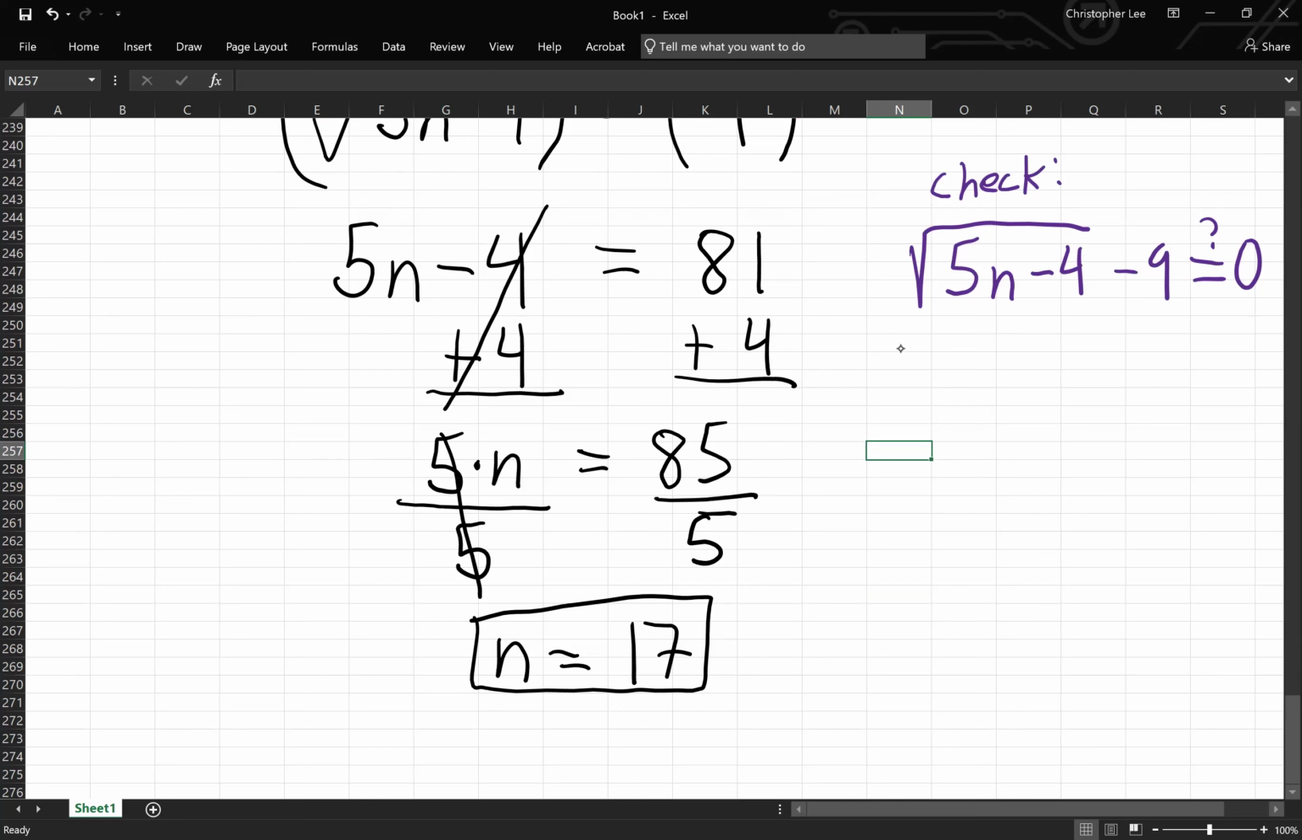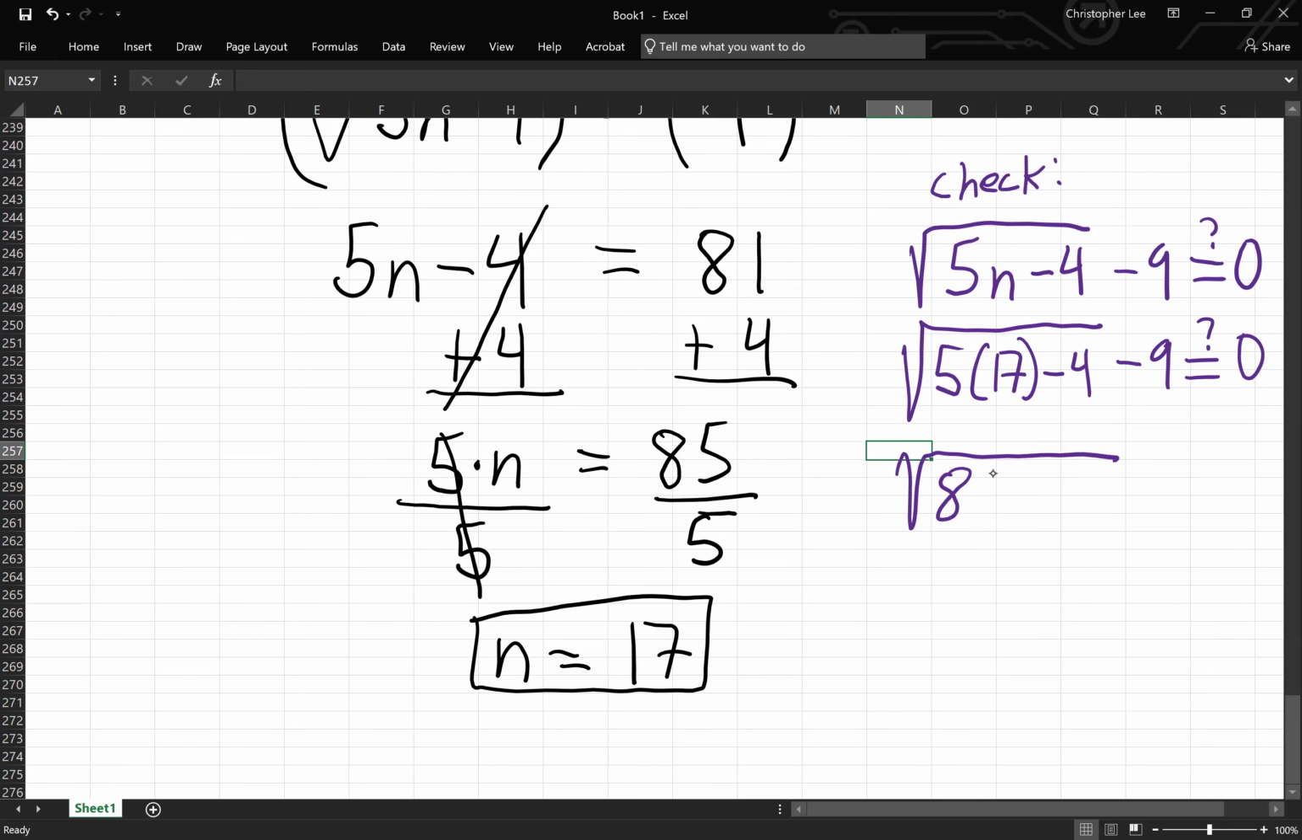If I plug in the 17, this would be square root of 5 times 17 minus 4, minus 9. Allegedly, that's equal to 0, but I don't know. What's 5 times 17? 85. So now we have square root of 85 minus 4, minus 9. Allegedly, that's equal to 0, but I don't know.